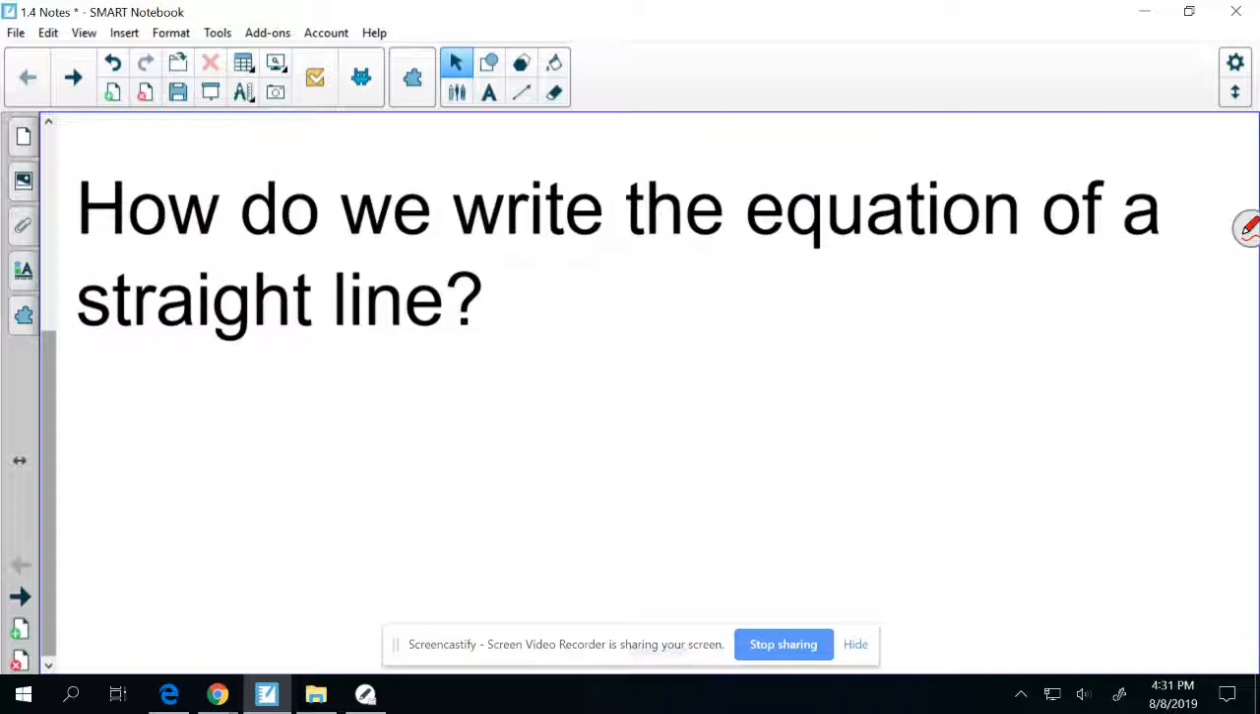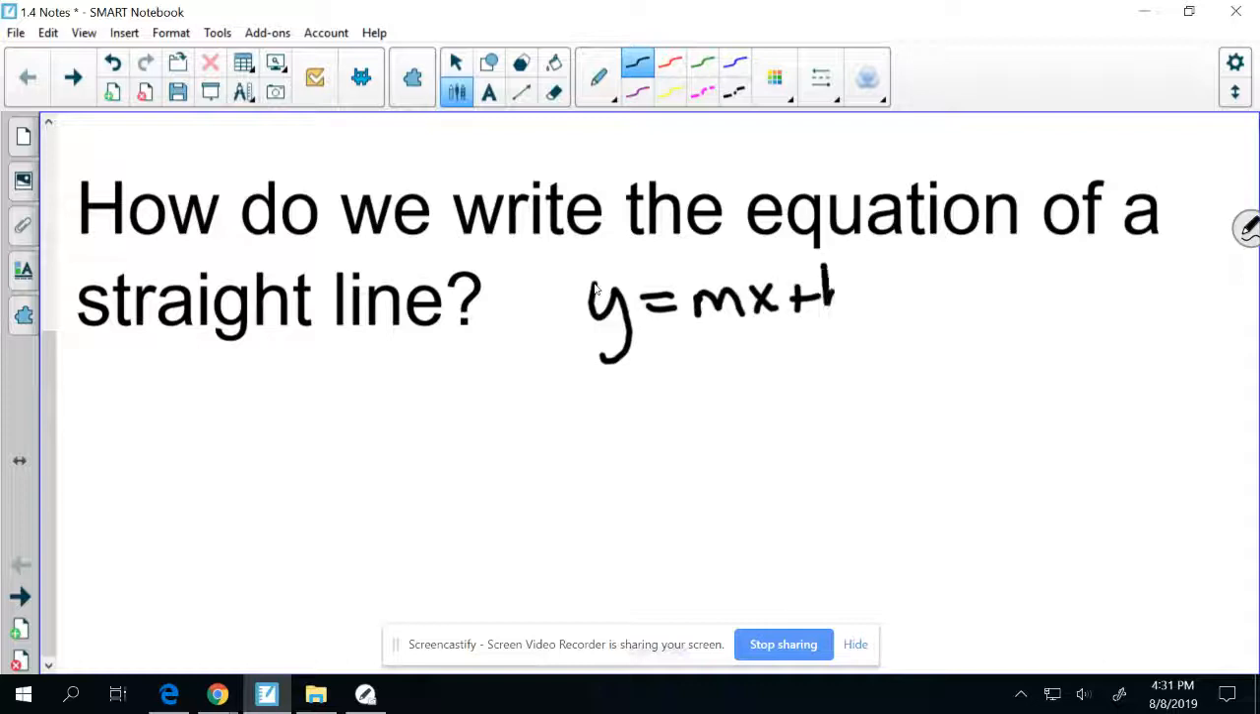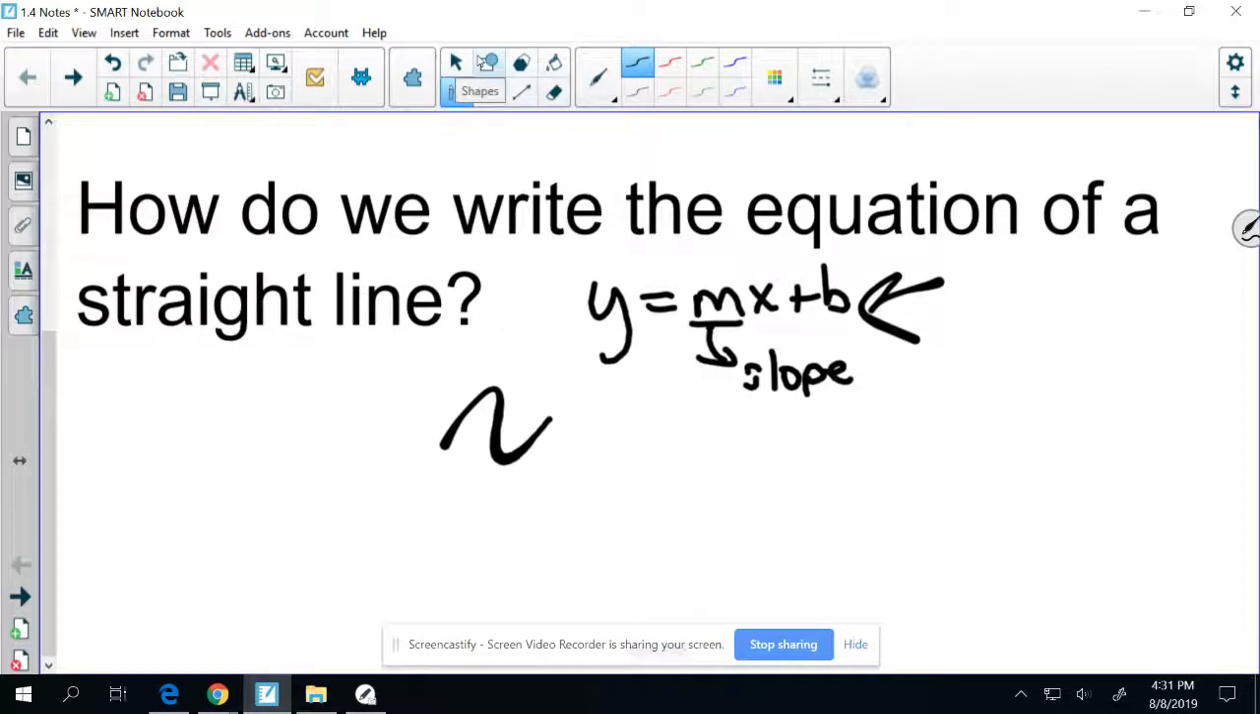So straight lines are linear, right? Linear, we often think of y equals mx plus b, where this is our slope and where this is our y-intercept. Hopefully that is all good still.